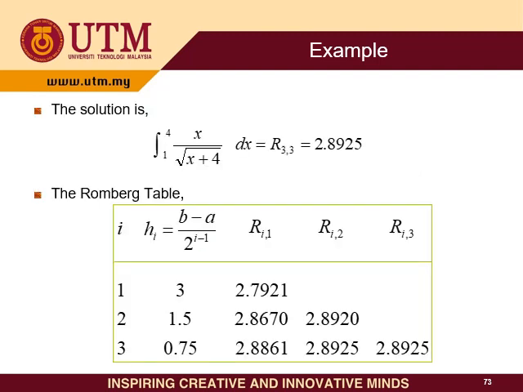This is how you write the solution. You can provide this statement where it says the solution is this is your fx equals to, this is the final one here that you calculated, the R3, right? R3 is equal to 2.8925. This is the answer. Then you also need to provide the table, okay, where you show each of the calculations, your I1, what is your H, what is your R11, and then your I2, what is your H, what is your R11, R21, R22, and then the last one here, I3, this is based on your calculation, okay.